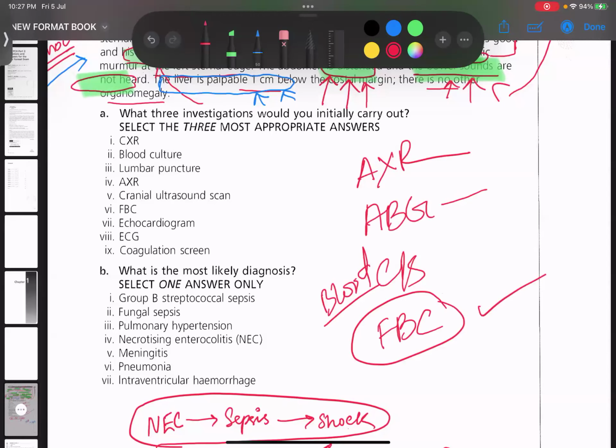What about ECG, echo, cranial ultrasound? Is that all needed now? No, we don't require those, ma'am. What about a coagulation screen? Okay, that we can do.